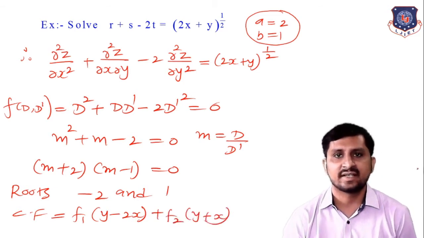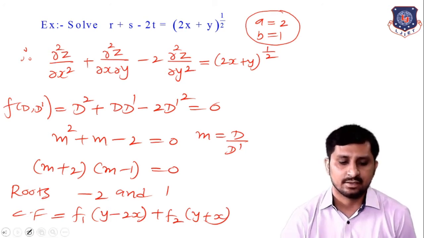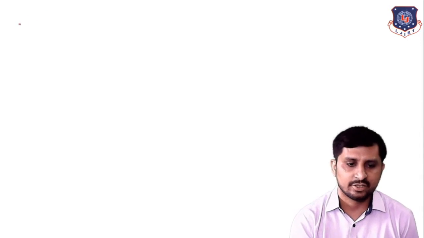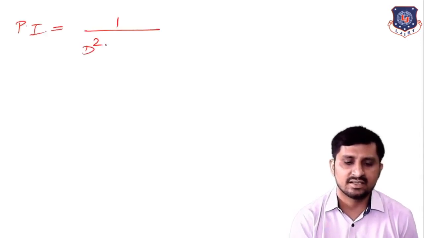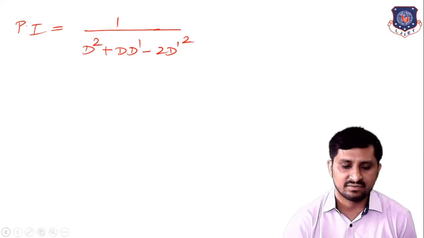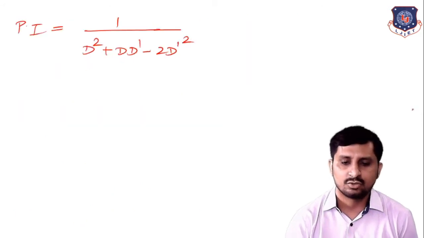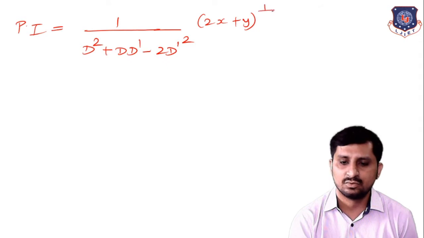Okay, easy to understand. Now important thing is, I want to find the particular integral. Okay, so what is my particular integral? Particular integral, that is equal to 1 upon (D square plus D D dash minus 2 D dash square). And what is the function? Don't forget, function is (2x plus y) raised to 1 by 2. So (2x plus y) raised to 1 by 2.